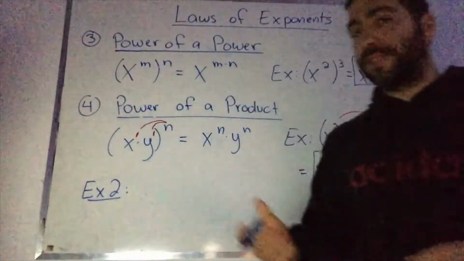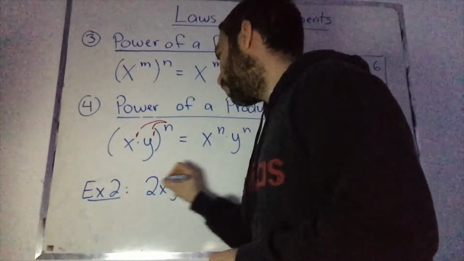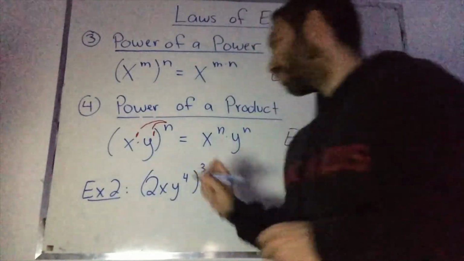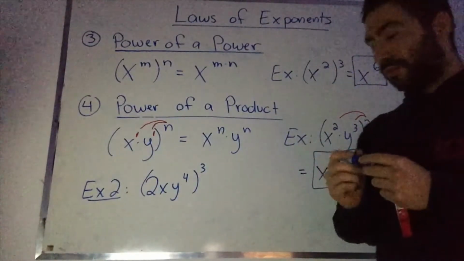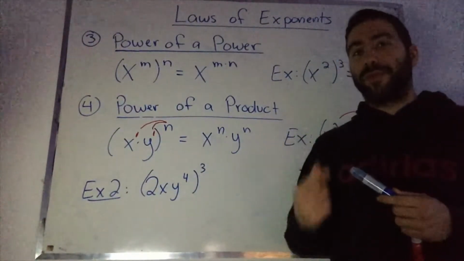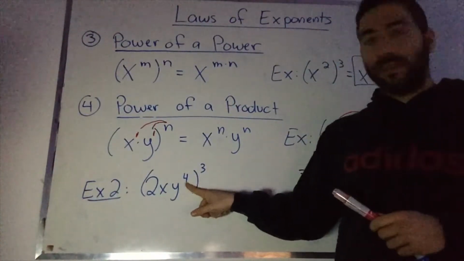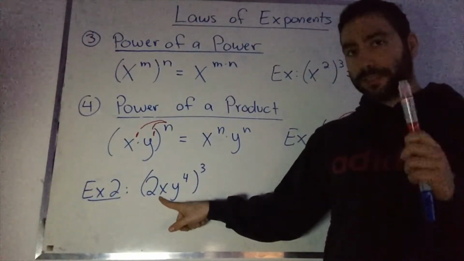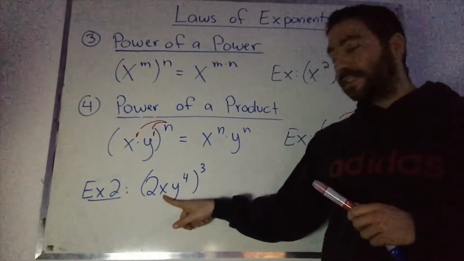This is a very common mistake that students make. What if we have 2xy to the 4, all that cubed? So in this example, remember, everyone has their own exponent. Think of it this way. The exponent of the y is 4. The exponent of the x is its own exponent. It's not the same as the y. It's not xy to the 4. X has its own exponent.